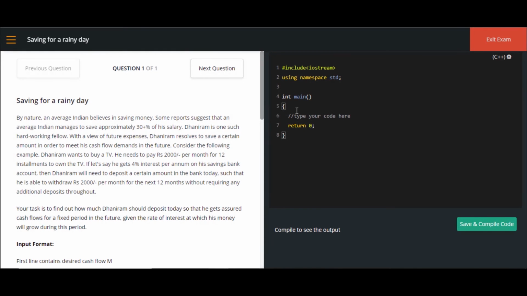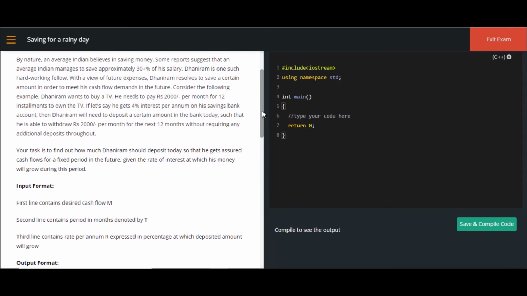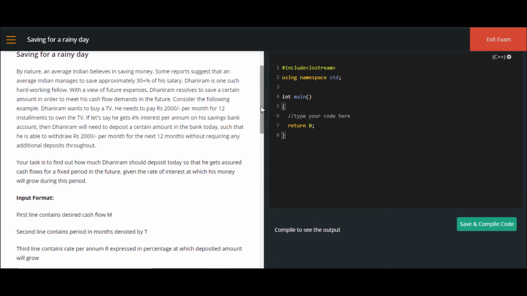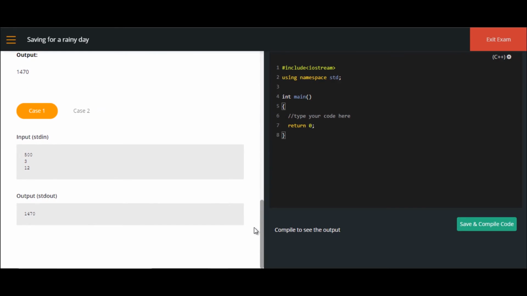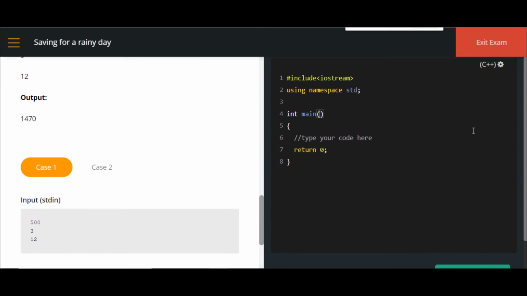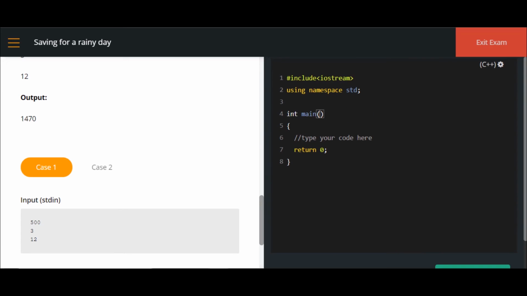Let's discuss the solution for saving for a rainy day. The question has been discussed earlier in the previous video. Here the question is displayed with input format, output format, constraints, sample test cases, and the actual test cases as well. So I'm going to choose C++. You can choose any preferable language, because the logic and the pseudocode is going to be the same for any language that you choose.